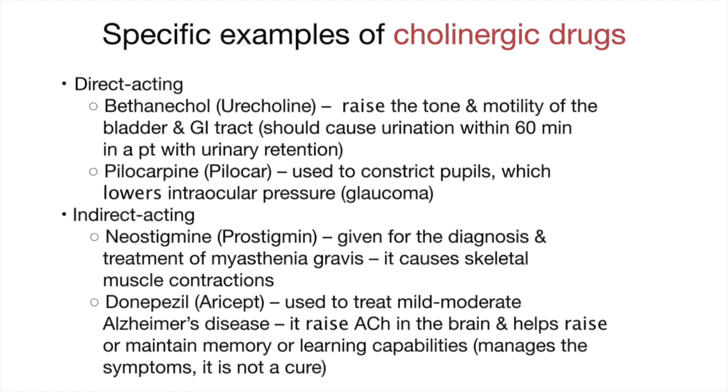Indirect-acting cholinergic drugs include neostigmine or Prostigmin, which is given for the diagnosis and treatment of myasthenia gravis. It causes skeletal muscle contractions. Also, donepezil or Aricept is used to treat mild to moderate Alzheimer's disease. It increases acetylcholine in the brain and helps increase or maintain memory or learning capabilities. It manages the symptoms but is not a cure.